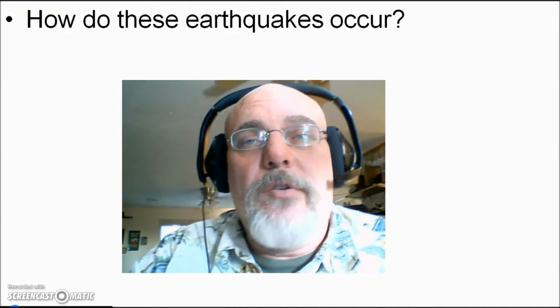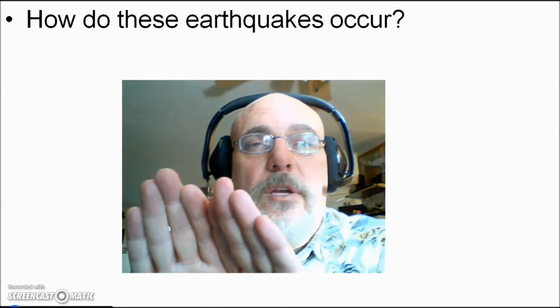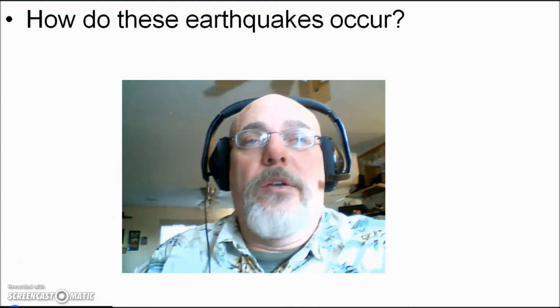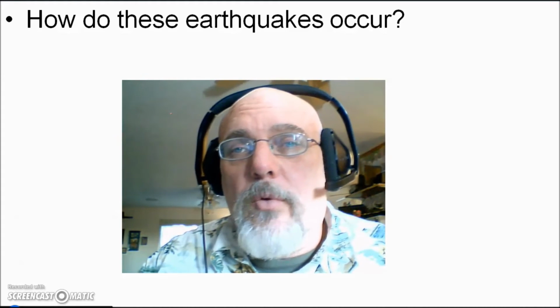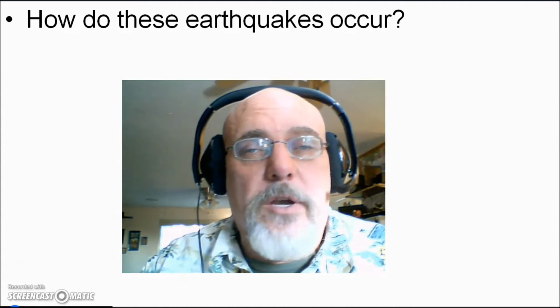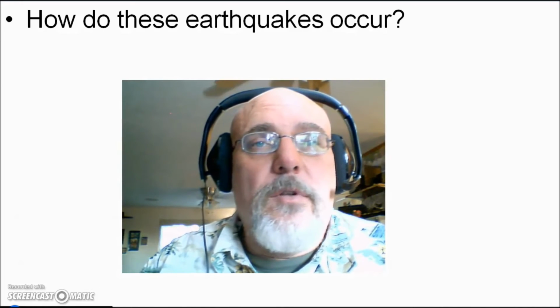Now, we can have a good understanding about plate boundaries, where plates will be sliding past one another and get stuck and then slip. We can understand that pretty well. But what about these other types of earthquake areas where you don't have these big massive plates sliding past one another? You do have some different kinds of stresses that can be on the rocks.